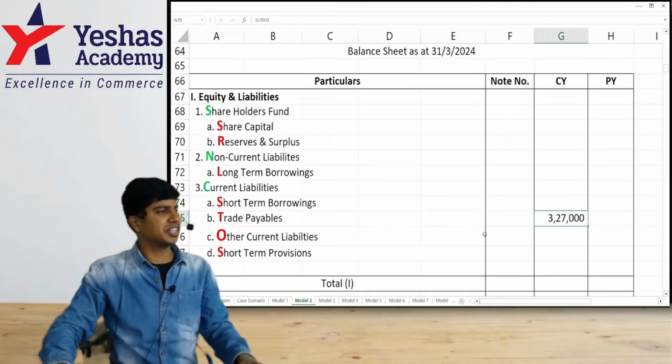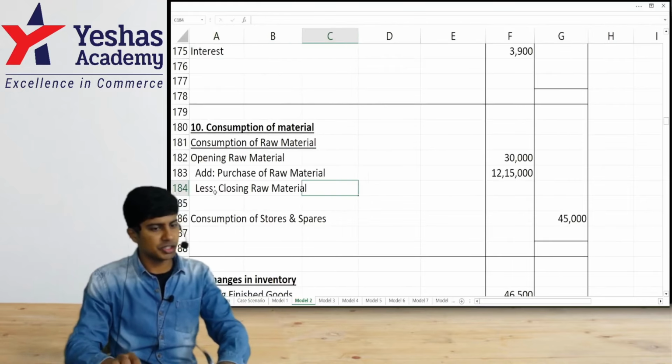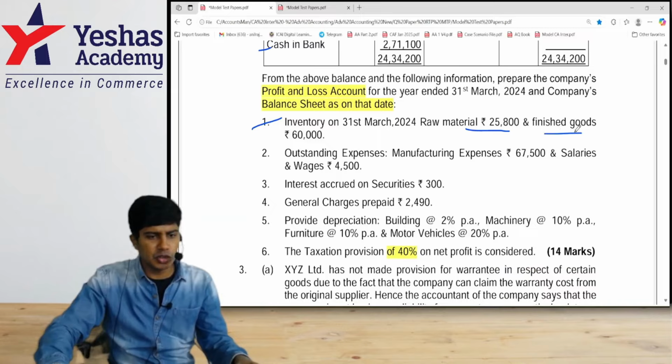There are three things. One, opening plus purchase minus closing. Opening written already. Am I right? Purchase also written already. Last day I'll write closing. How much? 25,800 from here. We'll find the closing balance. It will be how much? 12,19,200. Shall I write 25,800 or should I wait for finished goods also? Let me write here. Inventory, balance sheet, asset side. How much is raw material inventory? 25,800. Understood?